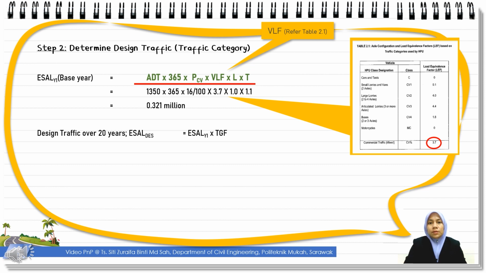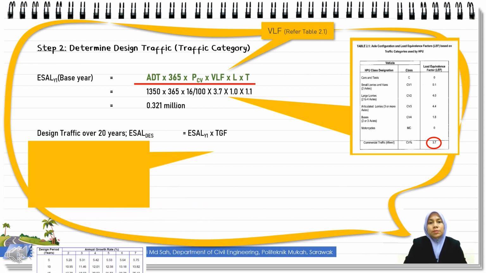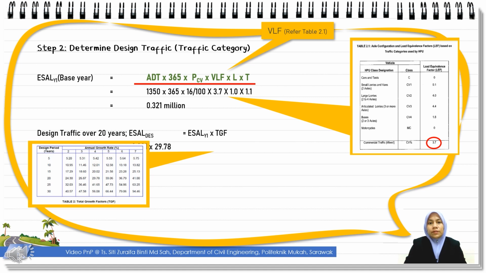After you get the number of axles for the design lane and base year, you must continue to the design traffic over 20 years axle design by using the following formula. To get the value of TGF, you must refer to table 2. By referring to table 2, based on design period data, 20 years, and annual growth 4%, you can get the value of TGF.